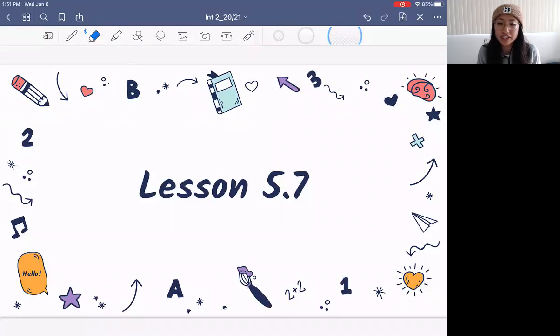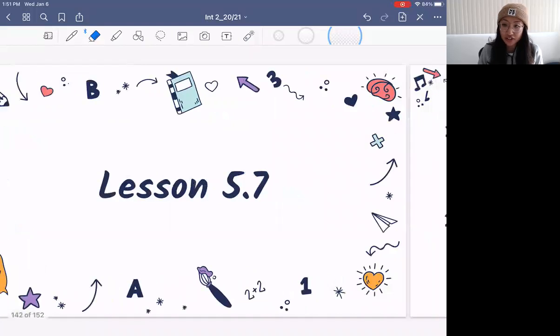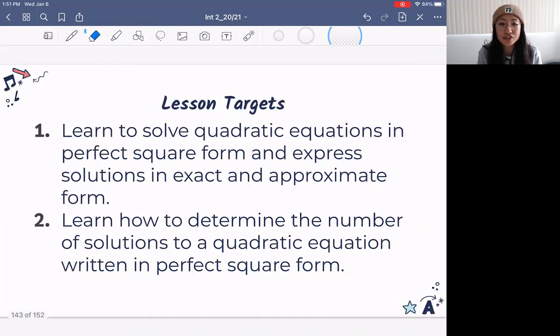In this video, I'll be doing lesson 5.7, which is a continuation of chapter 5 on quadratic equations. So our lesson targets for today are, first, to learn to solve quadratic equations in perfect square form and express them in both exact and approximate form. Then we're going to learn how to determine how many solutions there are for quadratic equations when they are written in perfect square form.